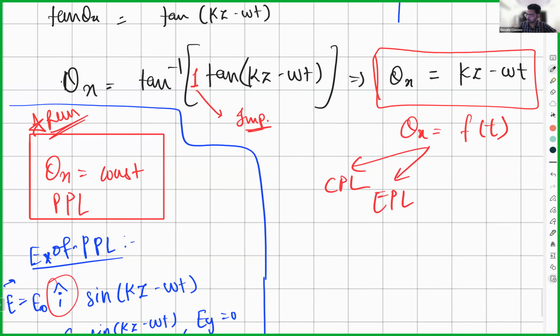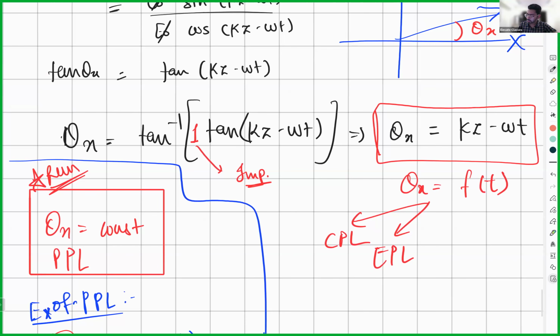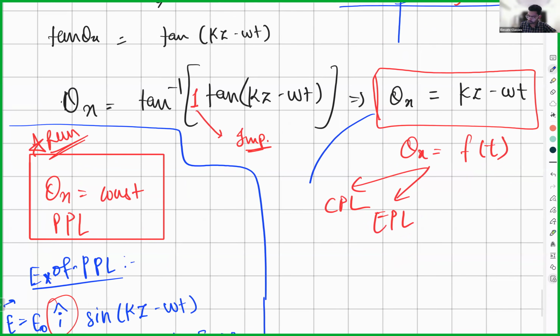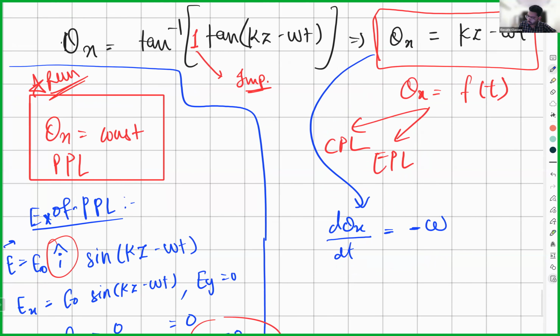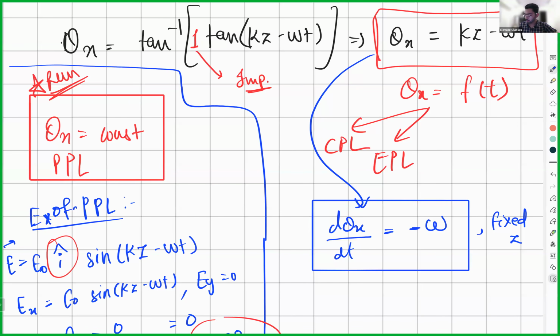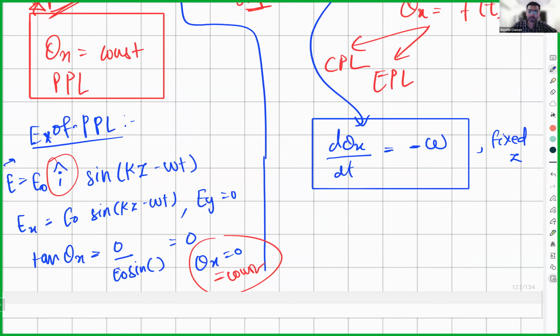Now, looking at this particular expression, you can say that d theta x by dt will be minus omega, right? This will happen for a fixed z, fixed value of z, right? So this is what I was saying earlier, that for tracing a circle, the electric field vector has to be fixed. It should not move along the propagation direction, which it actually does.